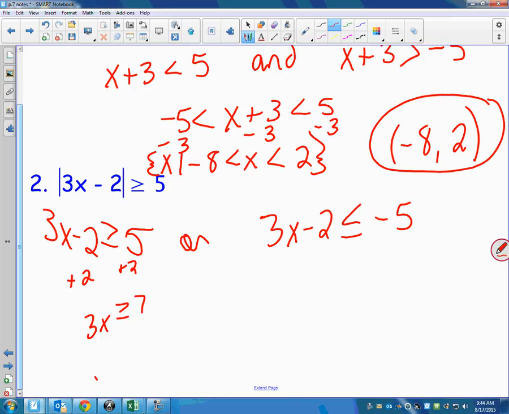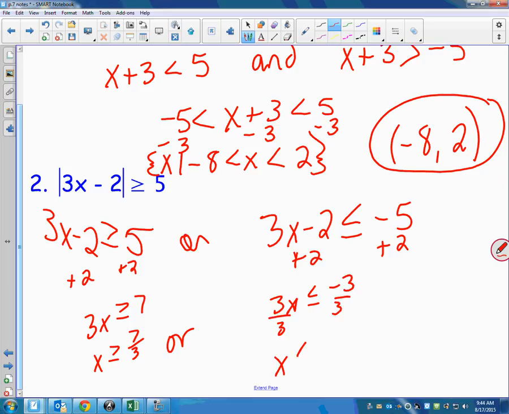Again, just another reminder about solutions here. It's okay to give a fraction answer. I actually prefer a fraction answer, especially when it's a repeating decimal. So x is greater than or equal to 7/3. Or, add 2 and get 3x is less than or equal to -3.